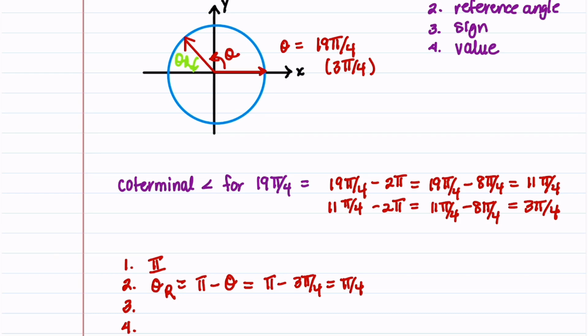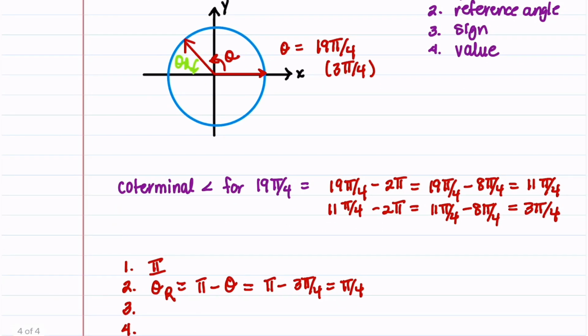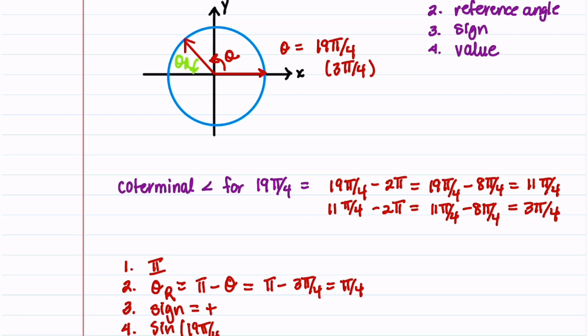Our step 3 is to find the sign of, let's flip back up here, sine in the second quadrant. So the sine is positive in the second quadrant. And then our last step is to find the value of the function. So sine of 19 pi over 4 is positive the sine of the reference angle, which is pi over 4, and we know that to be the square root of 2 over 2.